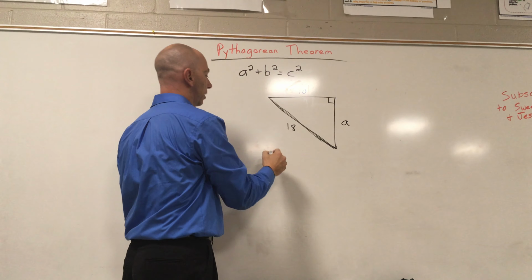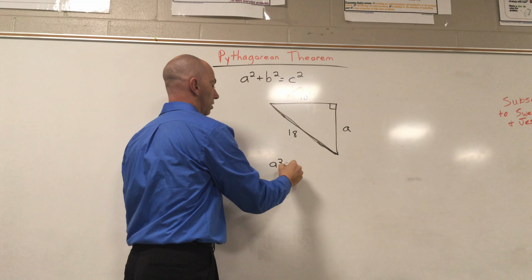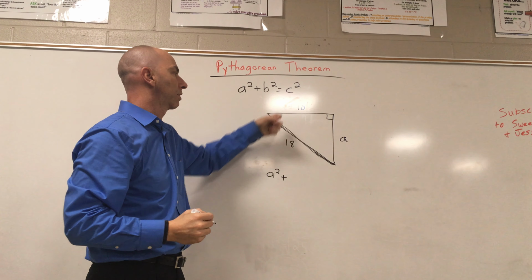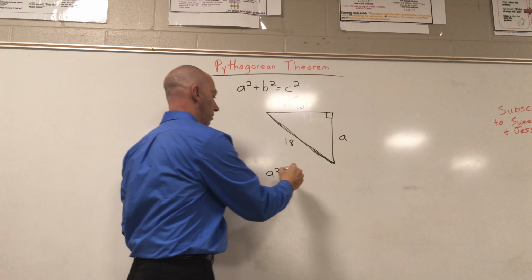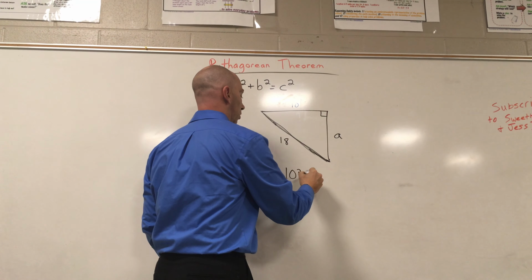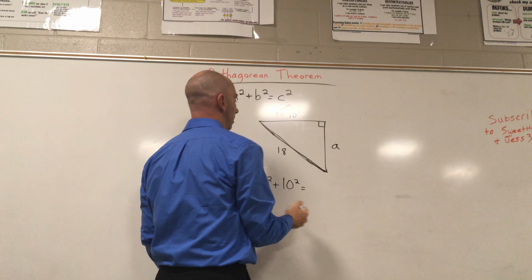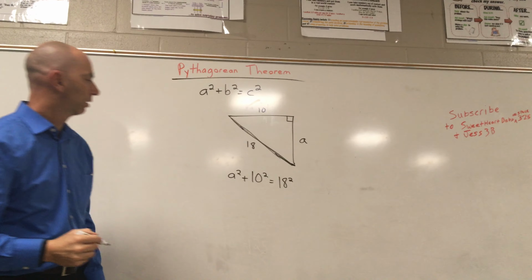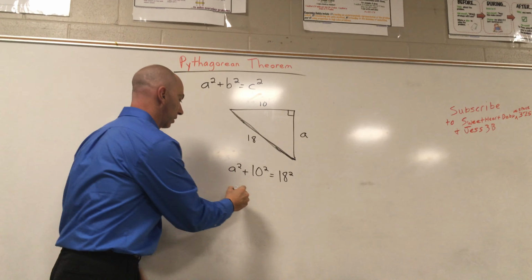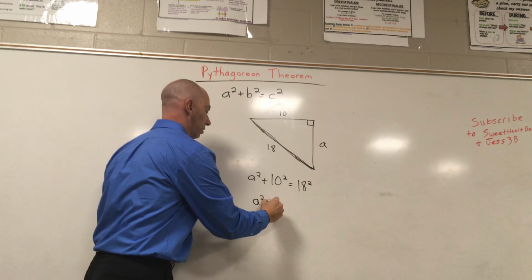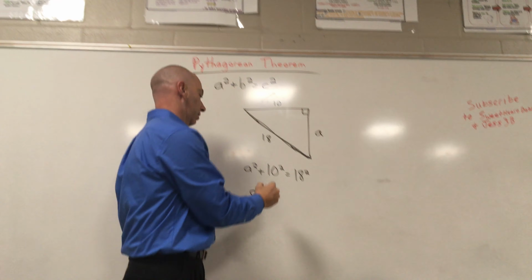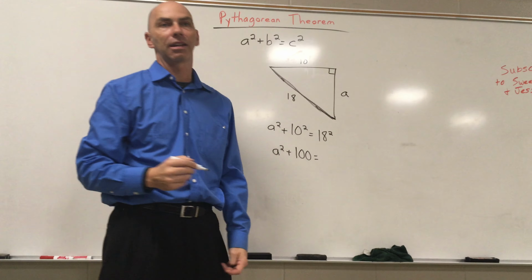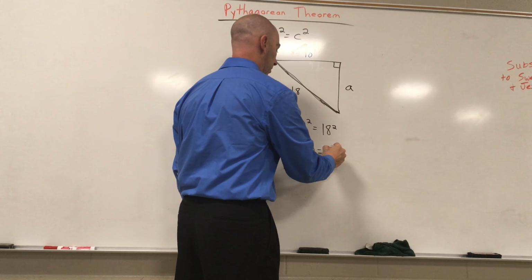Okay, so fill in the blank, A squared plus B squared. Which one is B, 10 or 18? 10. 10 squared. And then C would have to be 18 squared. Now do the math on it. Bring the A squared down. 10 squared is 100. 18 squared is 324.